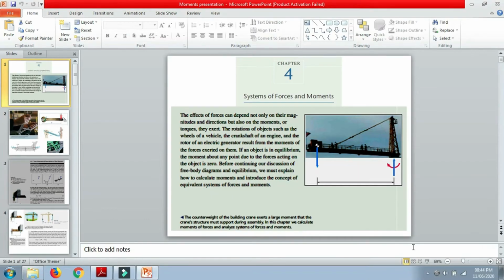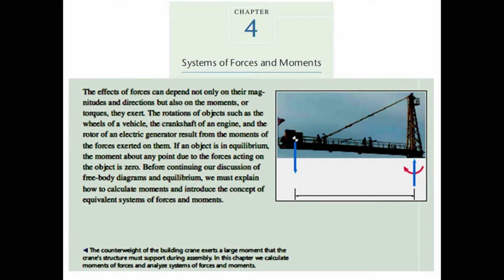Okay, system of forces and movements, chapter 4. So what do you see here? The effect of force depends not only on their magnitudes and directions, but also on the movements or torques they exert. The rotation of an object such as the wheels of a vehicle, the crankshaft of an engine, and the rotor of an electrical generator results from the movements of the force exerted on them. If an object is in equilibrium, the movement about any point due to the forces acting on the object is zero.